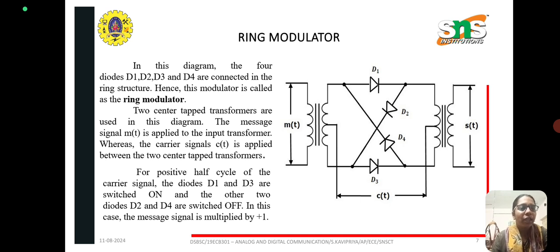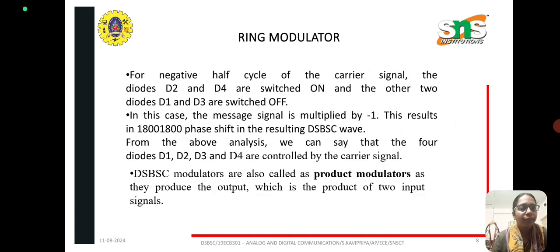For the positive half cycle of the carrier signal, diodes D1 and D3 are switched on and the other two diodes D2 and D4 are switched off. In this case, the message is multiplied by +1. For the negative half, the diodes D2 and D4 are switched on and the other two diodes are switched off. In this case, the message is multiplied by -1. So the resulting phase shift is there in the double sideband suppressed carrier signal. Double sideband suppressed carrier modulators are also called product modulators as they produce an output which is a product of two input signals, the carrier signal and the modulating signal.